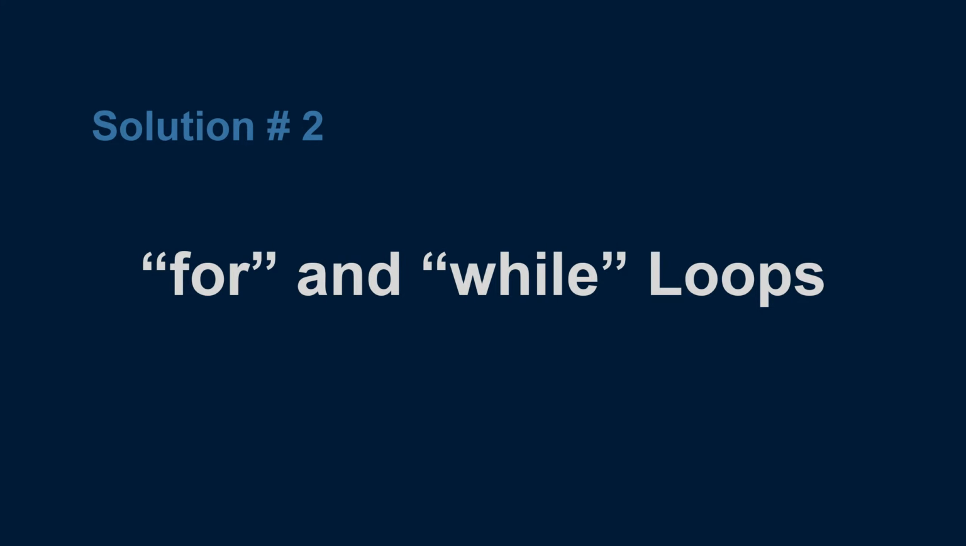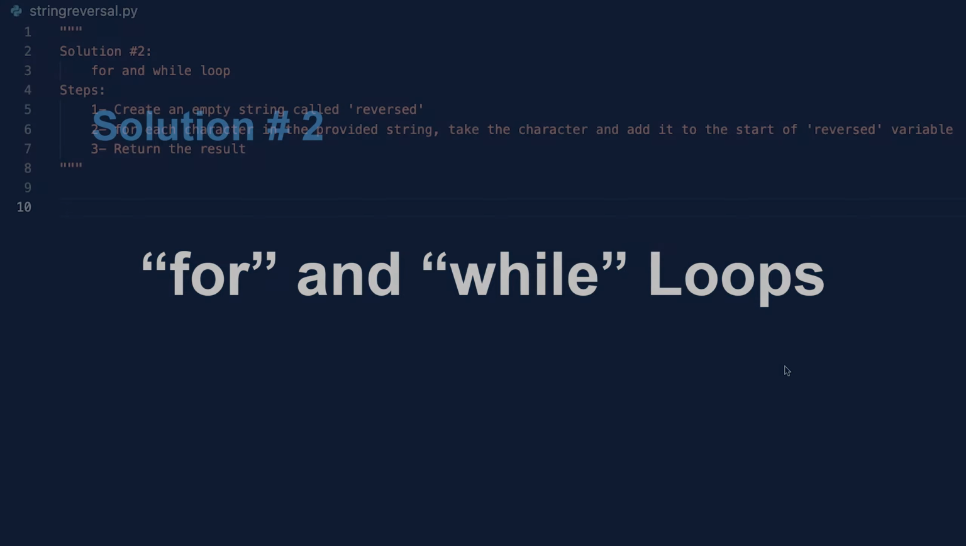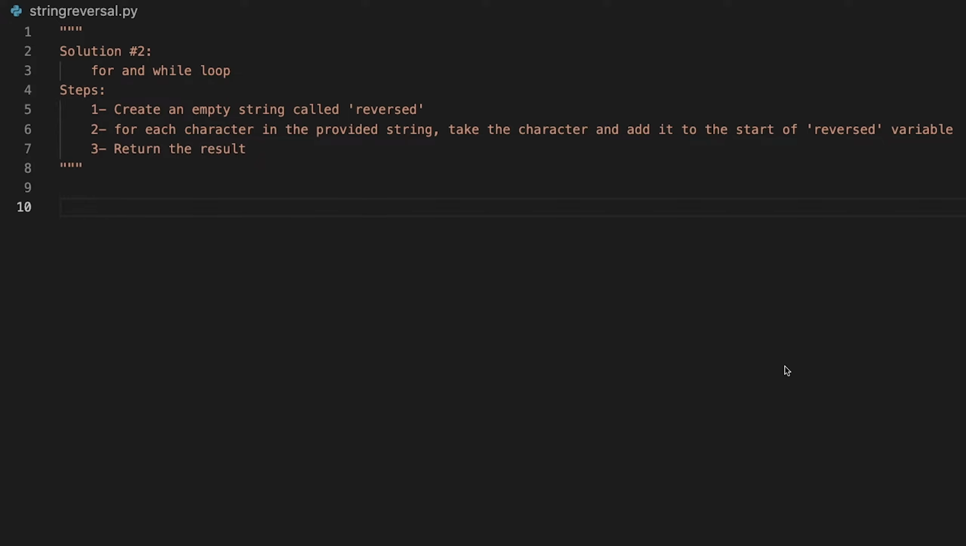Alright, so the second solution is using for loop and while loop. And there are 3 main steps to solve this coding challenge with the for loop and while loop. First, we need to create an empty string called reverse. Second, for each character in the provided string, we take the character and add it to the start of the reverse variable. And lastly, we return the result.